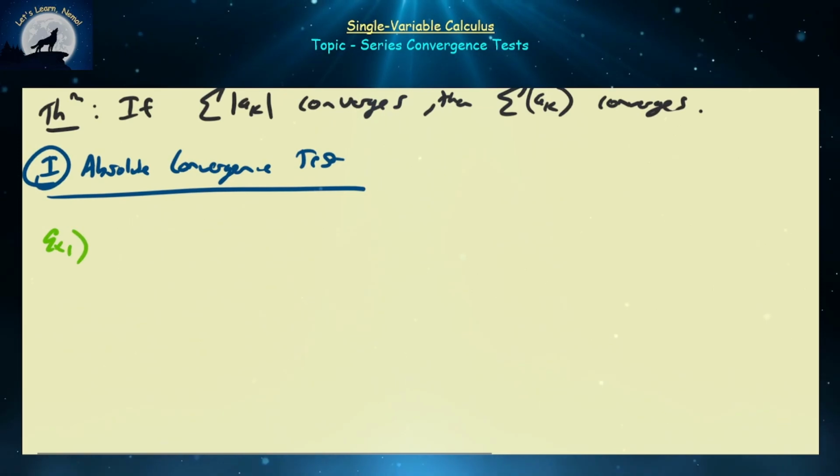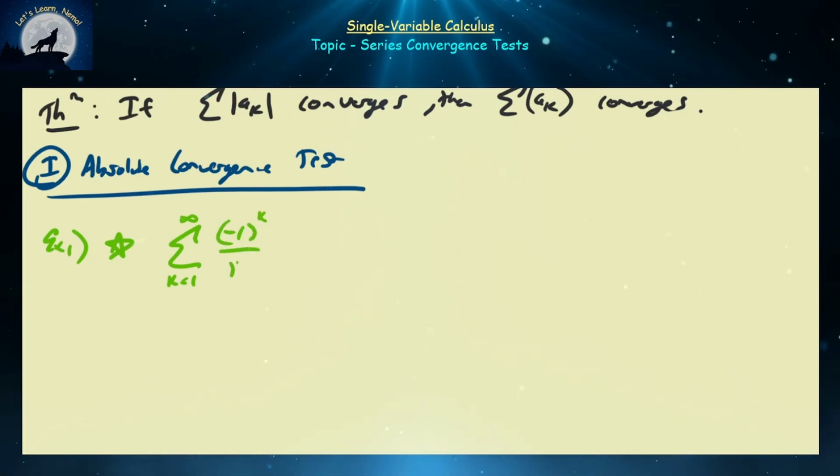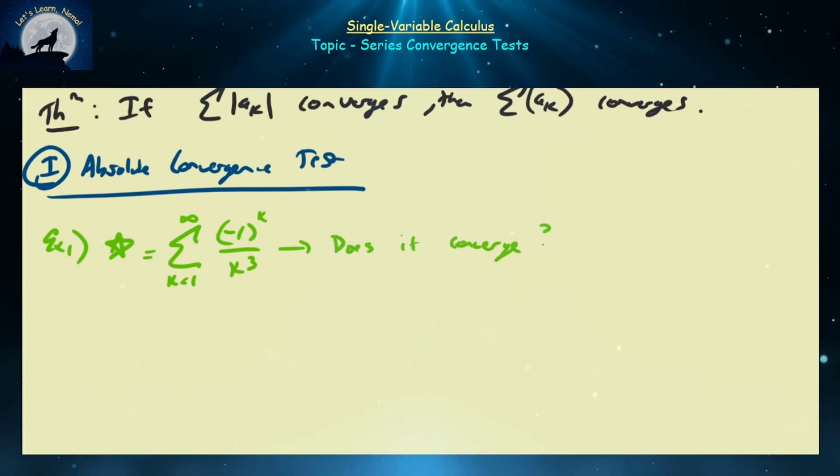So let's start off very simple. Let's assume that we have the infinite series, the sum from k equals 1 to infinity of minus 1 to the power of k divided by k cubed. Does this converge or not?